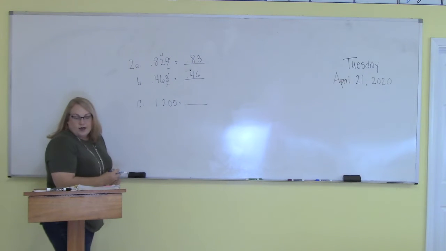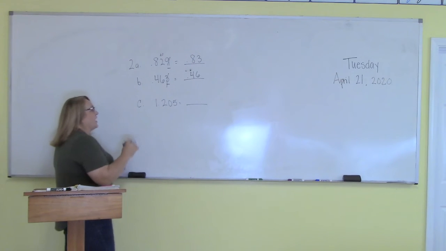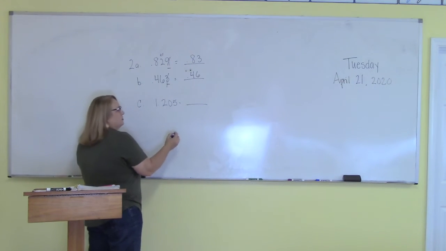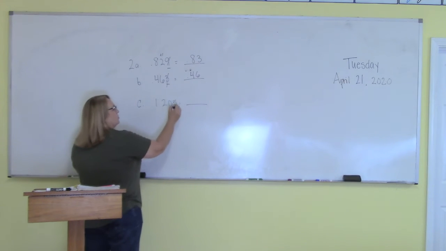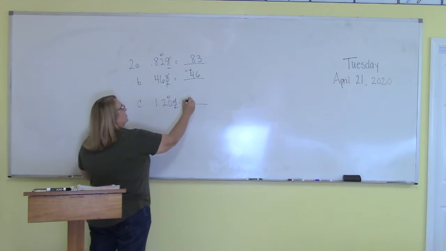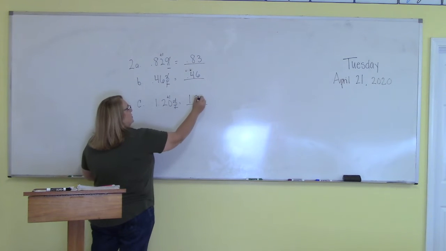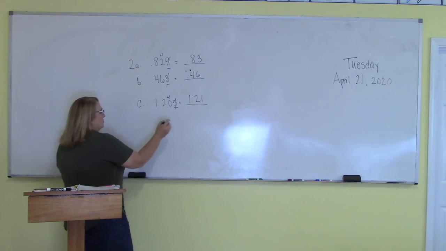All right, C, you have 1 and 205 thousandths, rounded to the nearest hundredth. Look at your 5. 5 or more, you mark it off and add 1 to the number before it. So your answer is 1 and 21 hundredths.